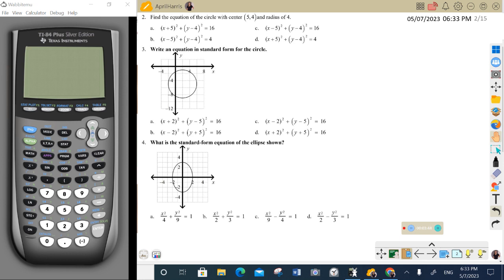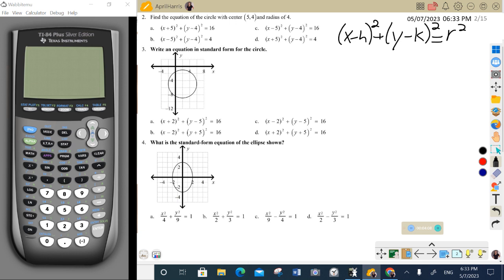Okay, question number 2, it's find the equation of a circle. It gives you the center, your x and your y, and the radius of 4. Remember the standard form of a circle, and you'll have this on your formula sheet: x minus h quantity squared plus y minus k quantity squared equals the radius squared. Everything is squared even though it's a circle.